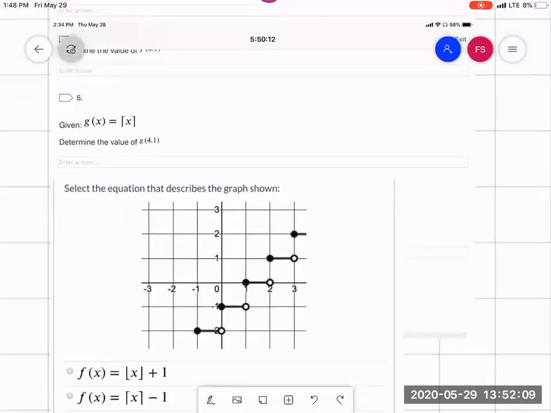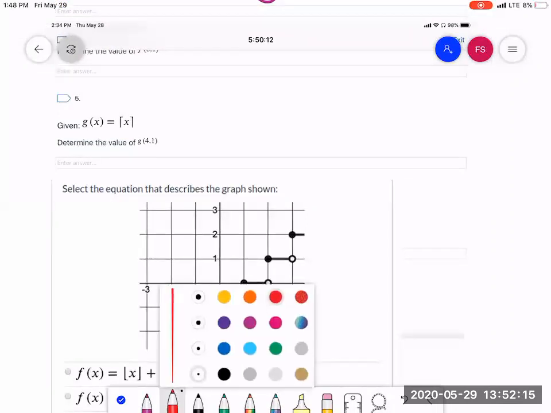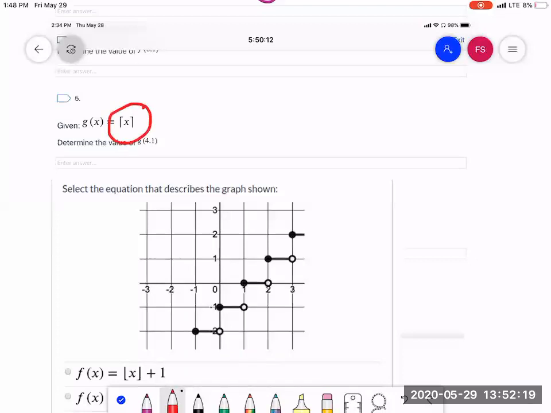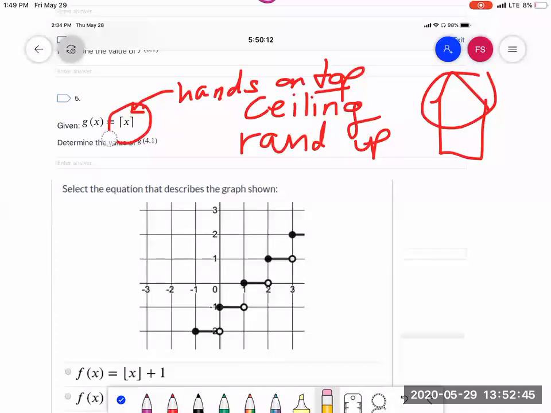So let's go ahead and take a look here at number 5. So given that g of x equals these weird brackets here that we have with the x on the inside. The important thing about these brackets is that they have little lines or hands on top. And if you think about that house again, the top is a ceiling function. So that tells us that this is a ceiling function or a round up function for x. So they want us to determine the value of g of 4.1. So we're going to round up 4.1 to the next whole number, and that next whole number up would be 5.